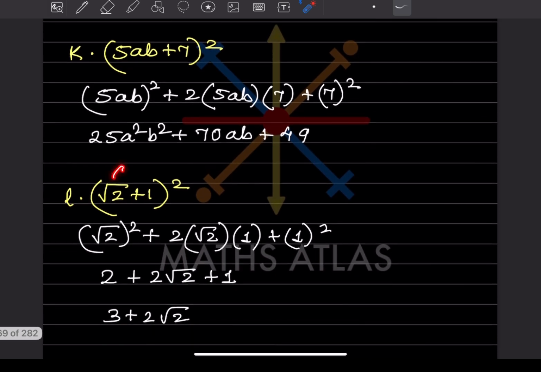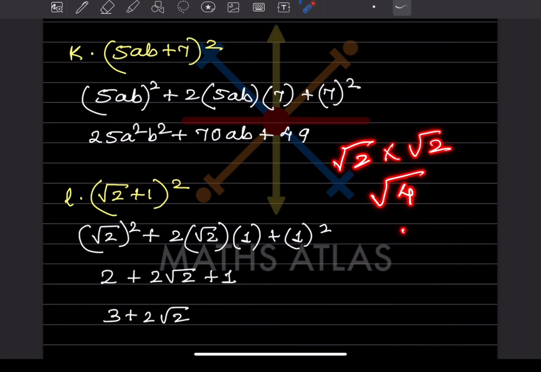Now I'll show for this one because it's in the root. So this is going to be a square plus 2ab plus b square. So root 2 square. See here, I'll show you root 2 into root 2. So that is going to be root of 4, and root of 4, you know, that is going to be 2.